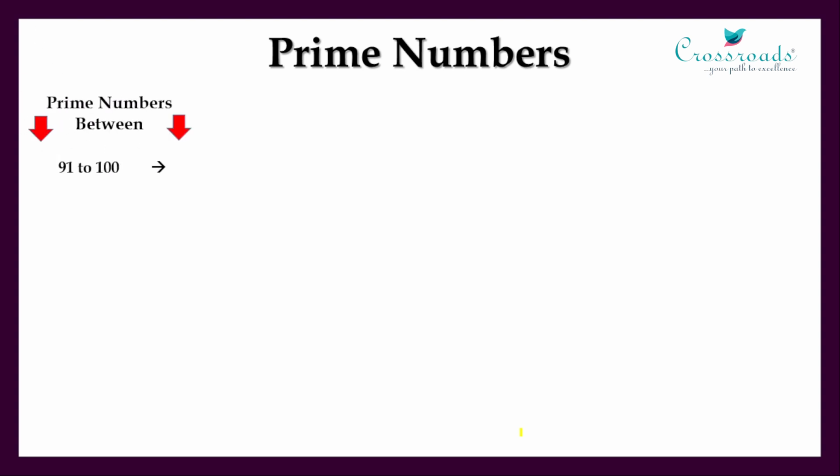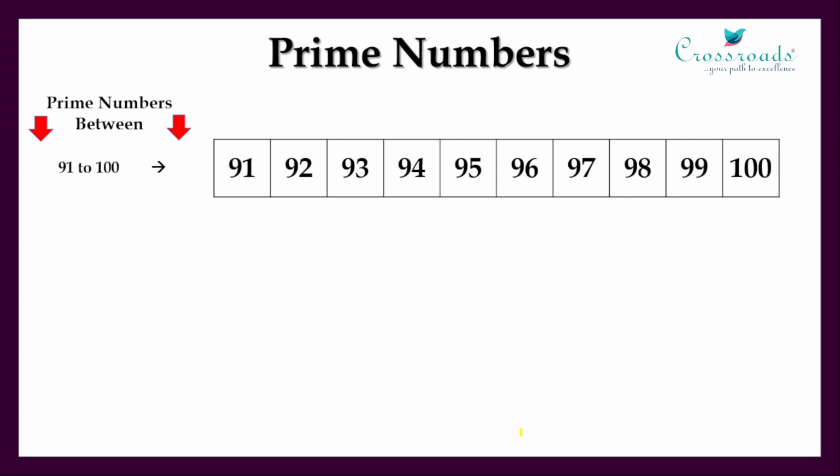The last range of numbers, that's 91 to 100. Over here we have only one prime number, which is 97. The remaining nine numbers are all composite numbers as such. So 92, 94, 96, 98 and 100, we know they are all even numbers, they're composite numbers.